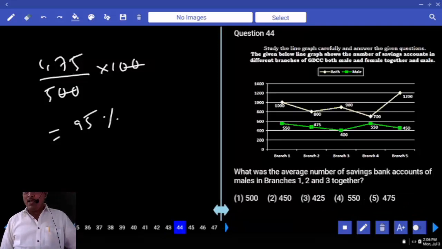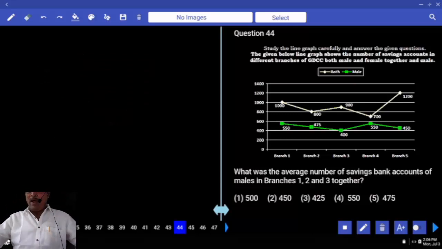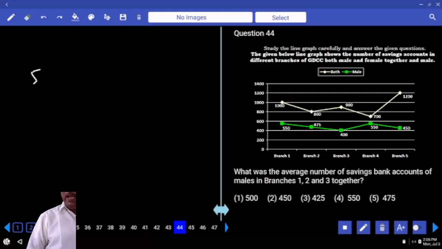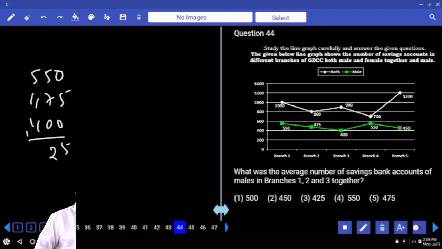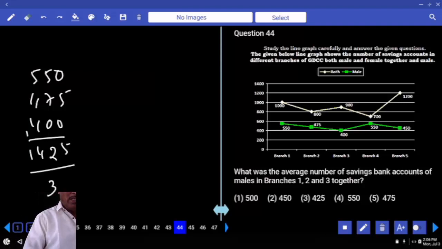44. What was the average number of saving bank accounts of males in branches 1, 2 and 3 together? We need the average of branches 1, 2, 3. In branch 1, we need only male, 550. In branch 2, 475. In branch 3, 400. 550 plus 475 plus 400 is 1425, divided by 3. 3 4s are 12, 3 7s are 21, 3 5s are 15. So 475.